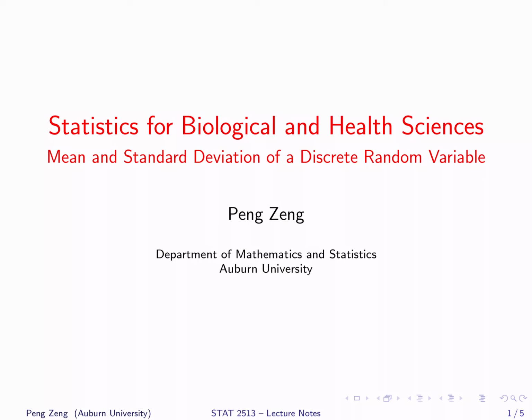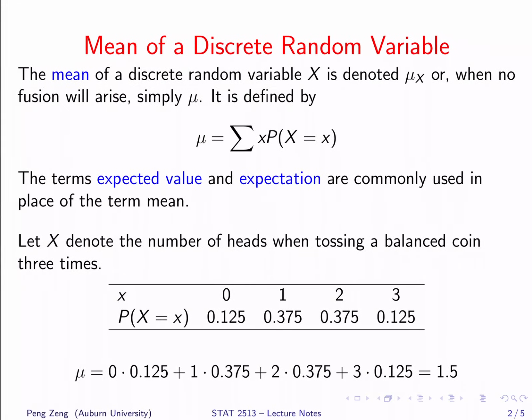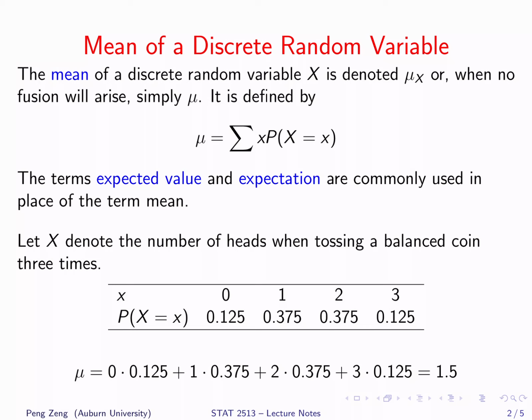This class discusses mean and standard deviation of a discrete random variable. The mean of a discrete random variable is denoted by μx, or simply mu. It is defined by the sum of products of x and its corresponding probability. Sometimes mean is also called expected value or expectation.